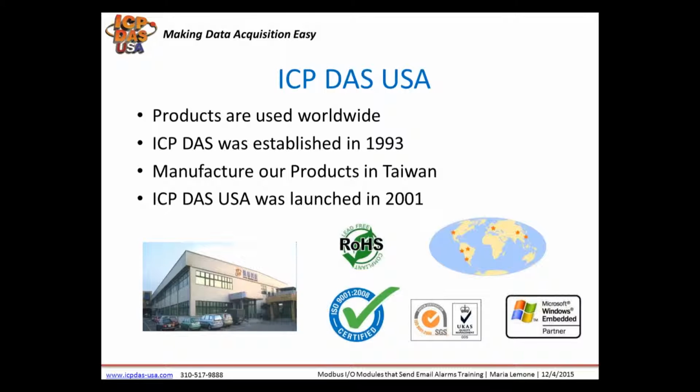ICP DAS was established in 1993. Our products are used worldwide, and we manufacture our products in Taiwan. ICP DAS USA was launched in 2001 to support the North and South American markets. We have over 1,000 R&D engineers and work closely with them to add new features to our products, develop new products, and to support our customers.